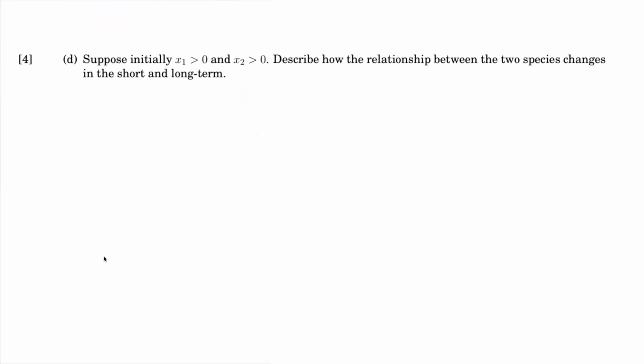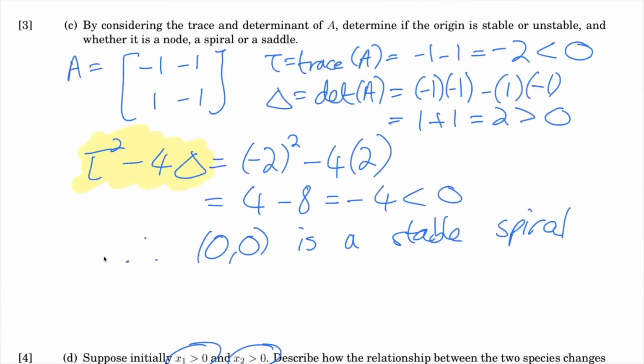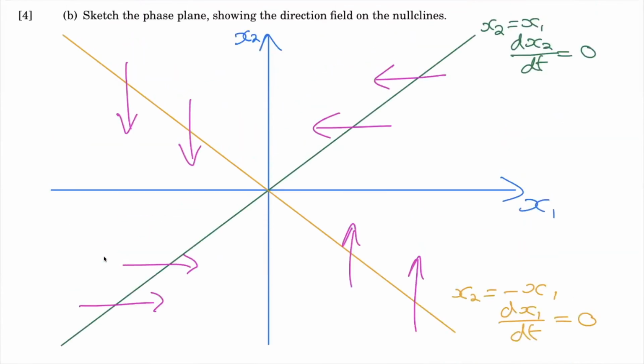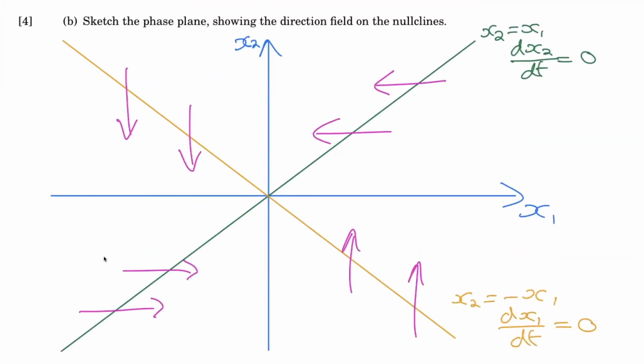Okay, the final part, which was probably the hardest question on the paper, or at least the thing that people struggled with the most. We're told that we initially have some values for x1 and x2, and we're asked to describe the relationship between these two species, and how it changes in the short term and in the long term. I'm going to describe it in words up here rather than write it all out. Let's pick a color that we've not used yet. Let's go for gray. Okay, so we have initial values of x1 and x2 being positive.